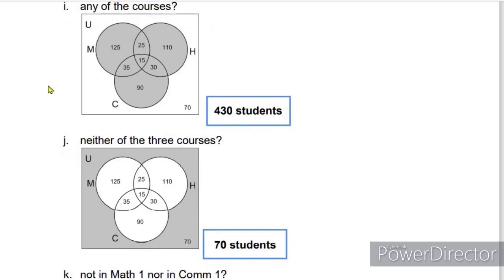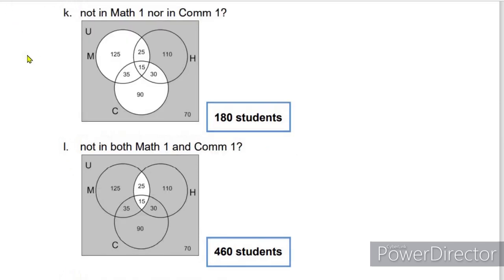Next, letter I, any of the courses. So we will just shade all of the elements inside those courses. So 130 students. Letter J, neither of the three courses. So it will be the 70 students because they have no preference. Next, letter K, not in Math 1 nor in Communication 1. So we will just shade all the elements that do not belong to Math 1 and Communication 1. So 110 and 70, total of 180 students.